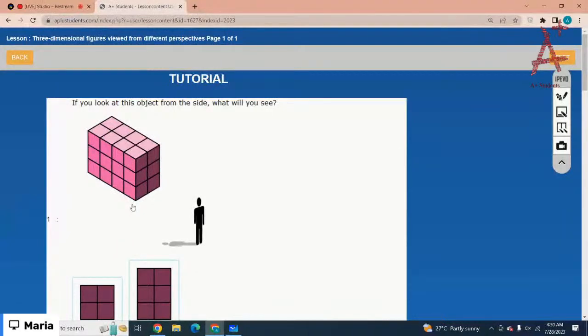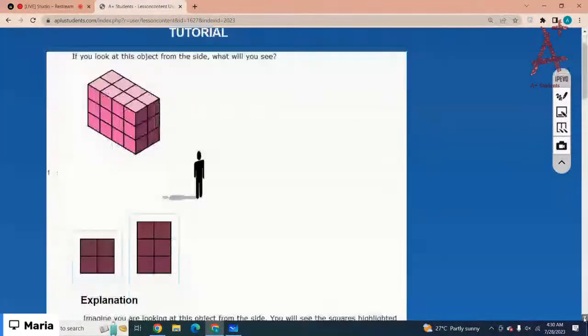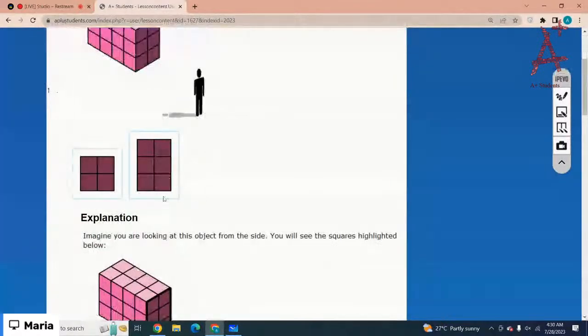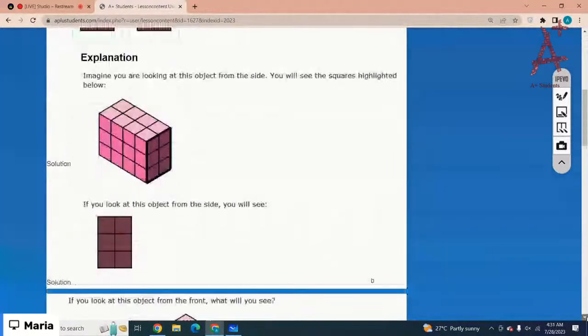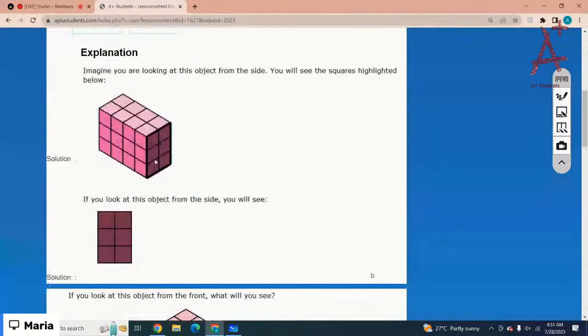If you look at this object from this side, what will you see? So you're standing here. That means this side is in front of you. There are one, two, three, four, five, six squares. So that means the correct option is this one. Got it? Imagine you are looking at this object from this side. You will see the squares highlighted below. Like them, you can see this face. Got it?